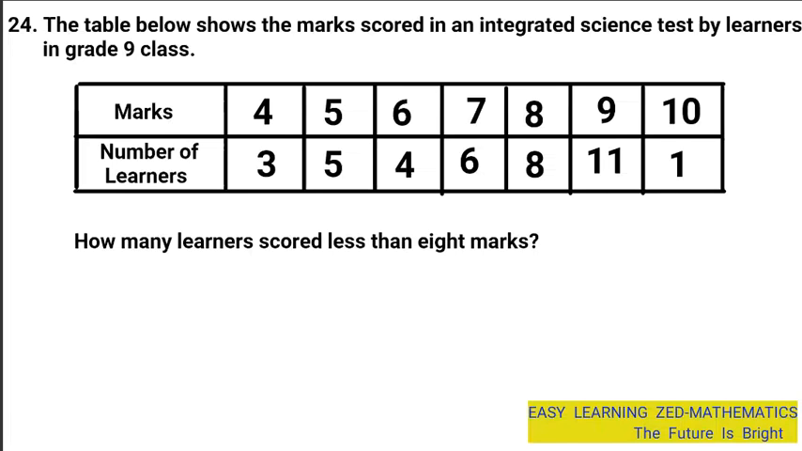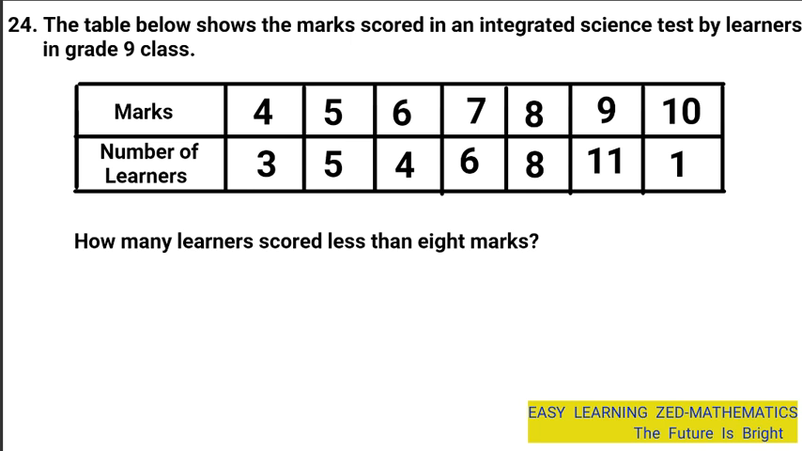Question 24 was as follows. The table below shows the marks scored in integrated science test by learners in grade 9 class. Okay, so you need to take time and study the table. So we have got marks there, which range between 4 and 10. As you can see, there is 4, 5, 6, 7, 8, 9, 10. So 10 was the highest mark recorded and 4 was the lowest mark recorded.